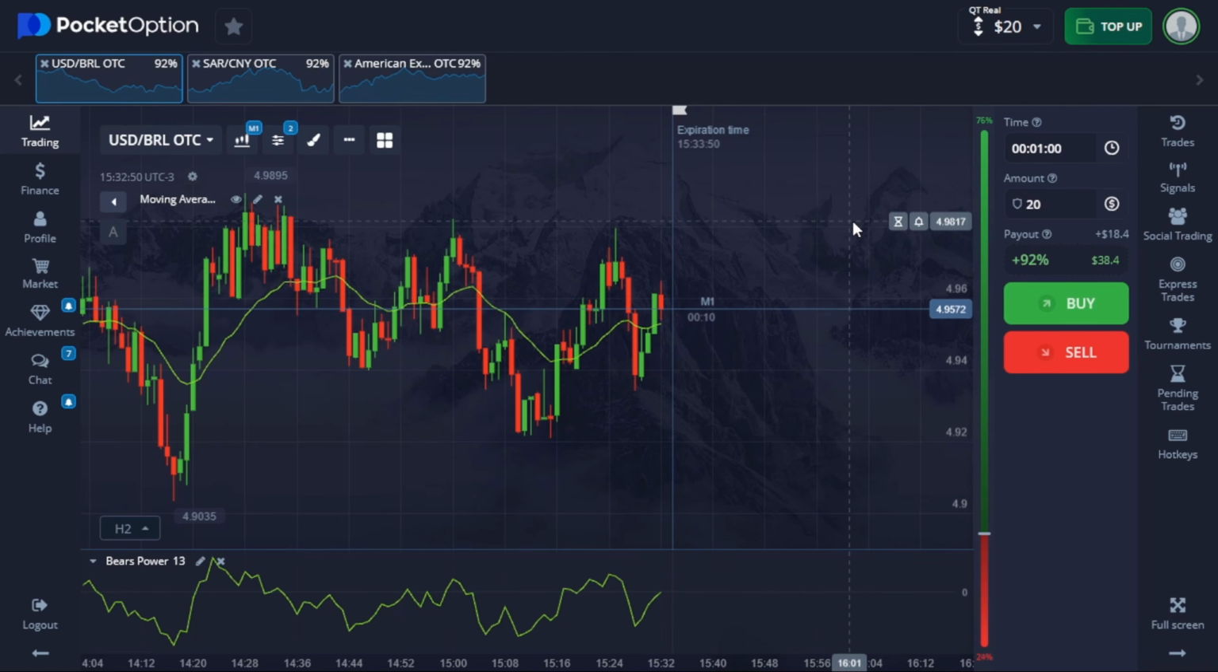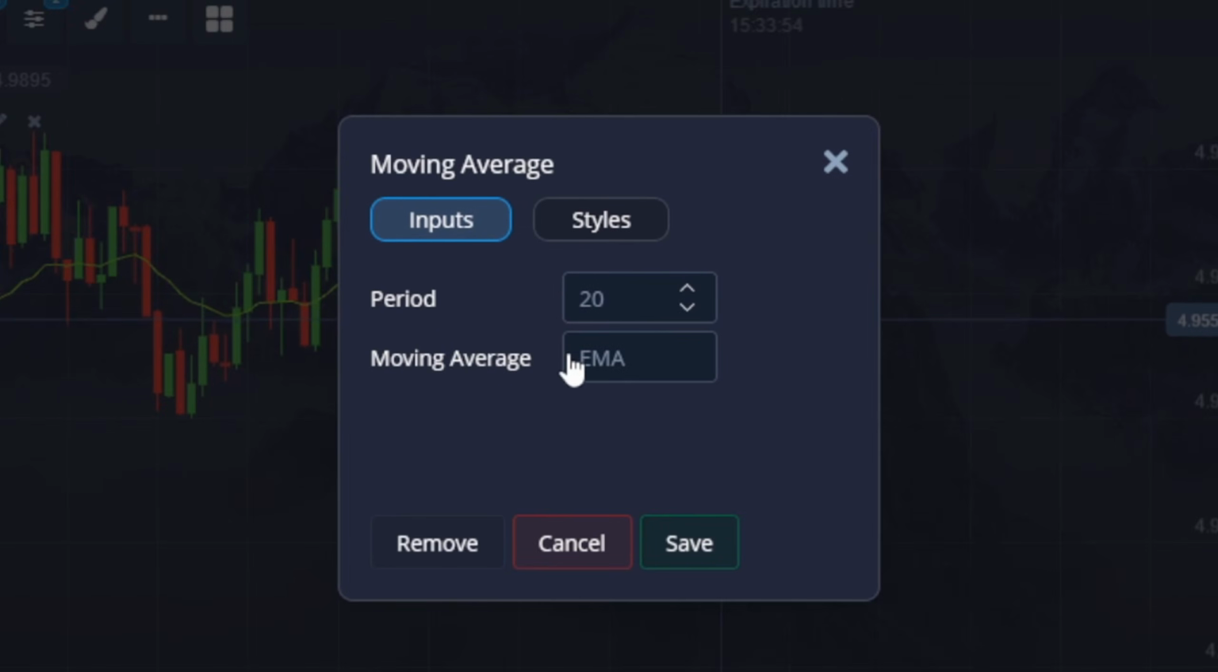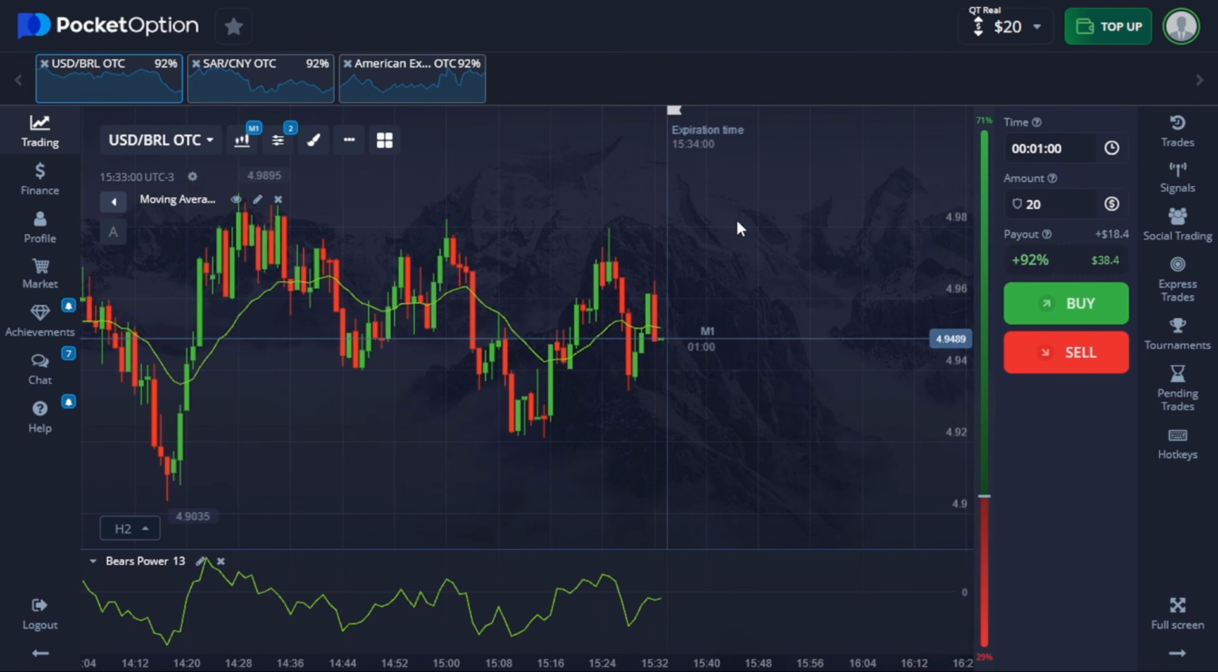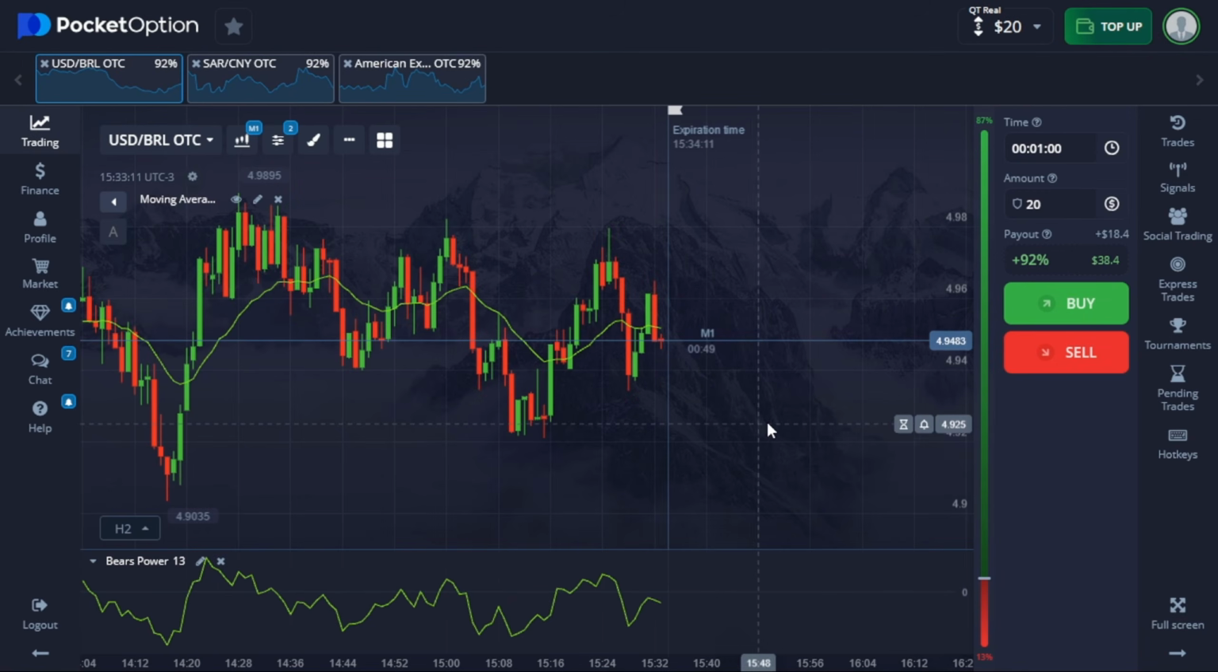Let's go to the quick explanation of the indicators. It's based on the moving average. We're going to put in a moving average of 20 periods. It's a 20 period EMA that tells me the trend or the sub-trend at the moment on this chart. The other indicator we are going to use is called the Bear Power with a period of 13.